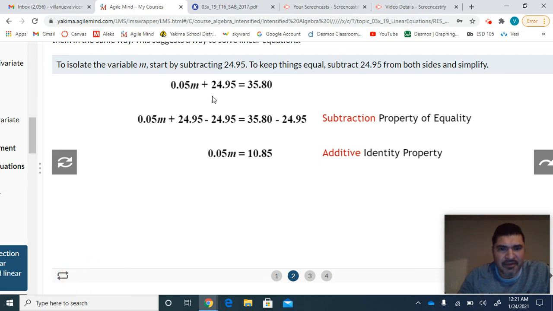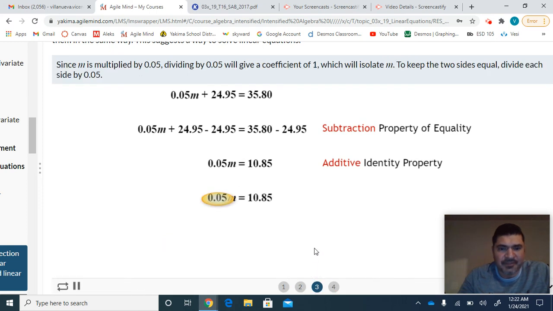Okay, so our first step was to subtract 24.95. That will eliminate this, and we end up with 0.05m. Over here, we end up with 10.85. Now, when you subtract on both sides, that's called subtraction property of equality. Okay, let's go ahead and continue. Think about what our next step should be. We need to divide.